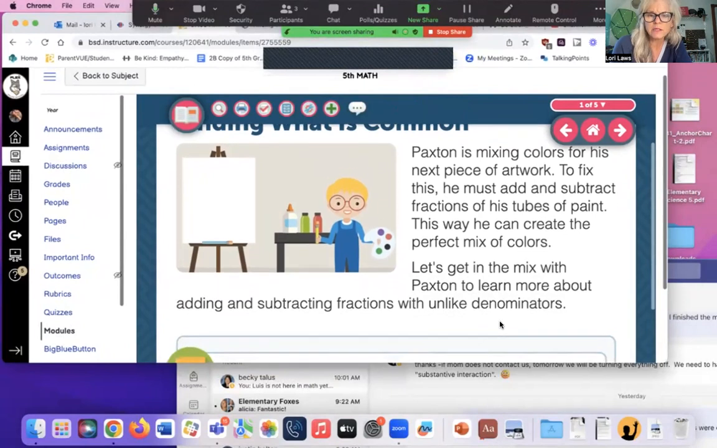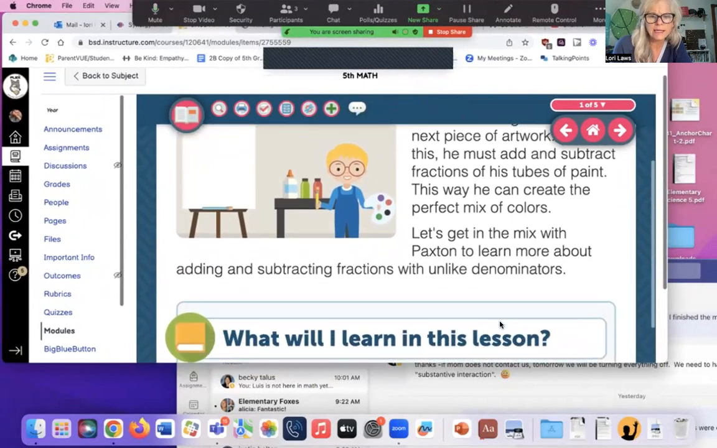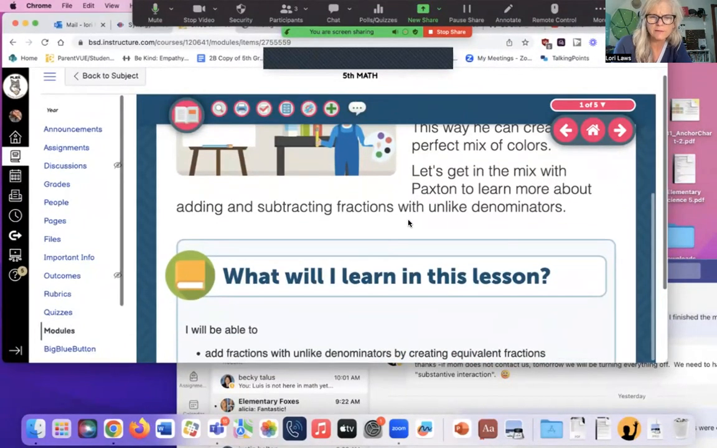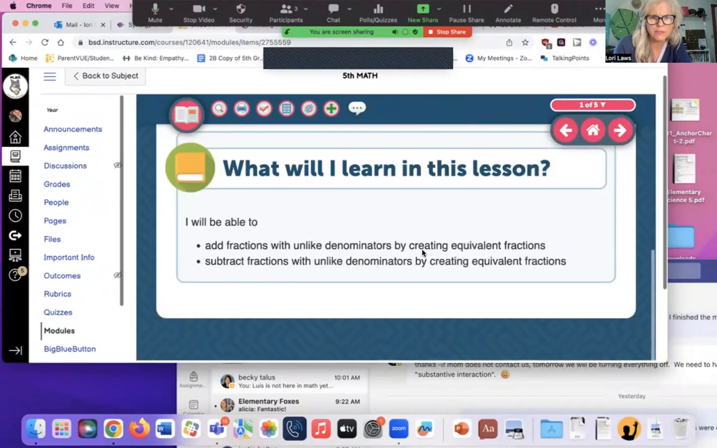Paxton is mixing colors for his next artwork. Let's get in the mix to learn about adding and subtracting fractions with unlike denominators. I will be able to add fractions with unlike denominators by creating equivalent fractions. So in other words, you're not adding fractions with unlike denominators. You're changing the fraction into something with like denominators. I like to think about it like food. You can always divide food up no matter how many people are there.